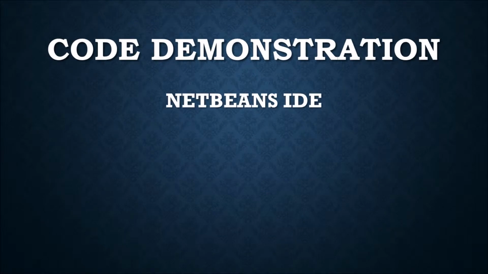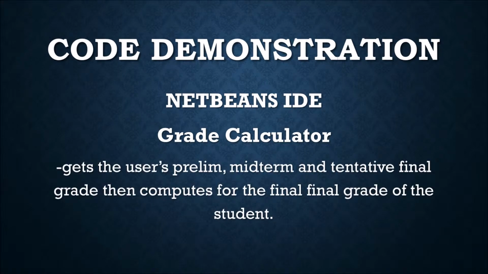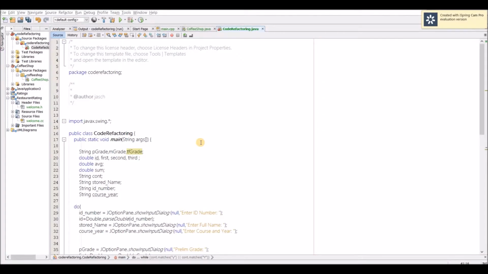We're using NetBeans IDE, and as for the program, a grade calculator, where it gets the user's prelim, midterm, and tentative final grade, then computes for the final grade of the student. So in here, we can see our code refactoring. This is our program. So let's start.